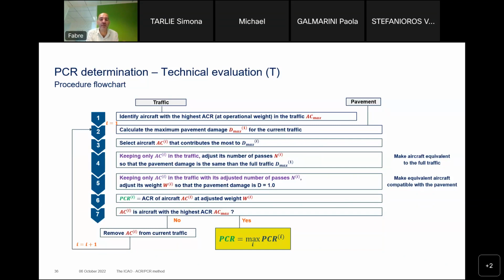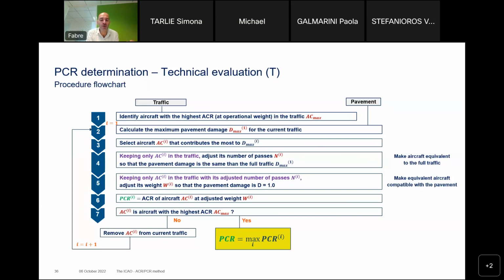If the first most demanding aircraft is also the highest ACR aircraft, then the PCR of the pavement is equal to the PCR 1. Otherwise, you remove the first most demanding aircraft from the list and you reintroduce all other aircraft in the list, which is called the reduced list because now there is one aircraft less, and you redo exactly the same procedure until you meet the aircraft with the highest ACR. And then if you have four iterations, it means that you have obtained four different PCR values, and the pavement PCR is the maximum value between all values previously computed.